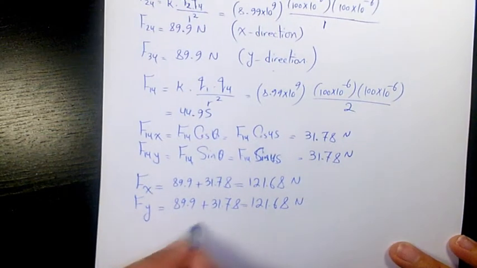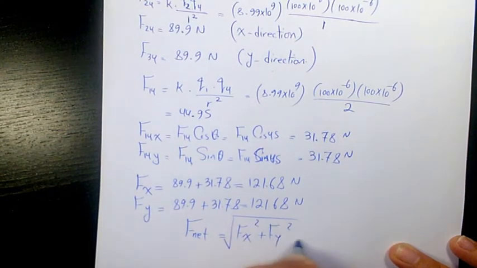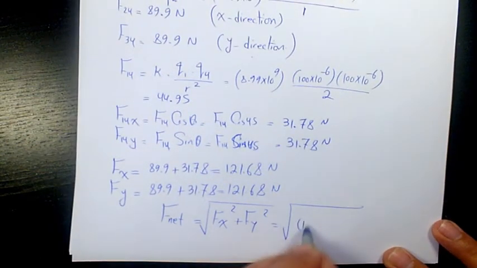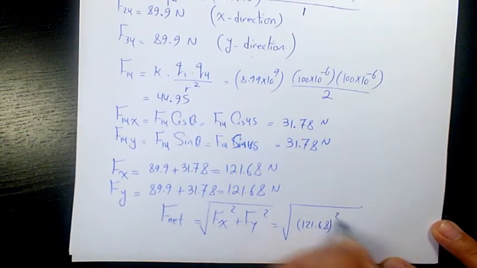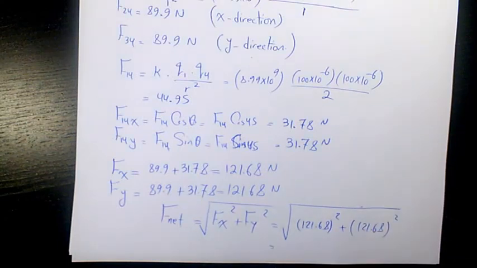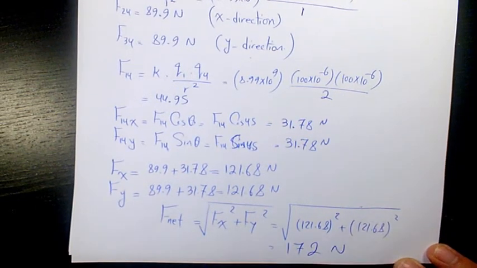So F net will be the square root of Fx squared plus Fy squared. It's going to be 121.68 squared plus 121.68 squared. It's going to give me 172 Newton. And that's the final answer.